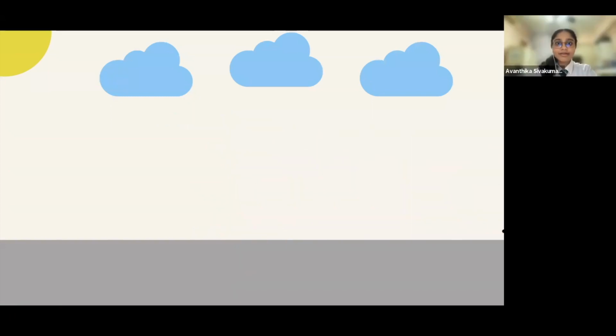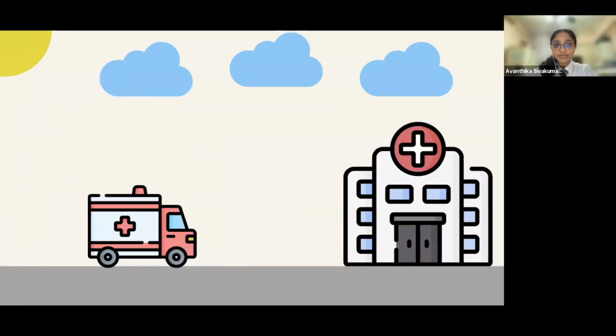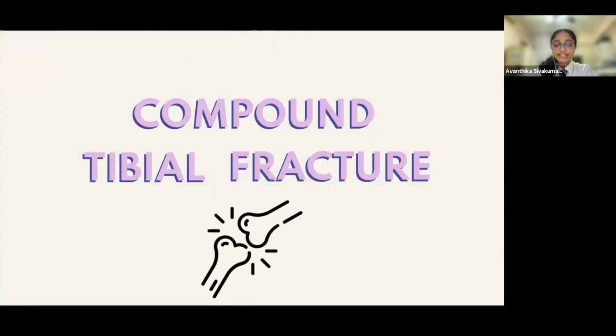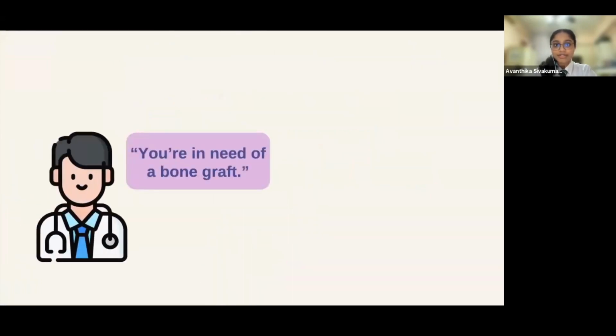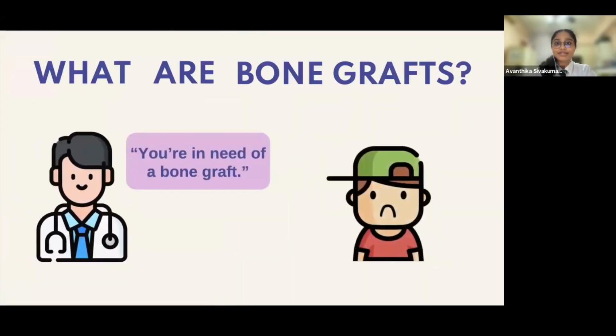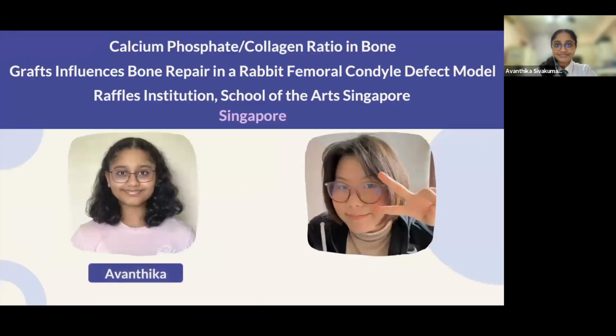Tim loves skateboarding, but a skateboarding trick gone wrong lands him in the hospital with a compound tibial fracture. He's told that he needs a bone graft to help him heal, but a worried Tim wonders, bone grafts, what are those?